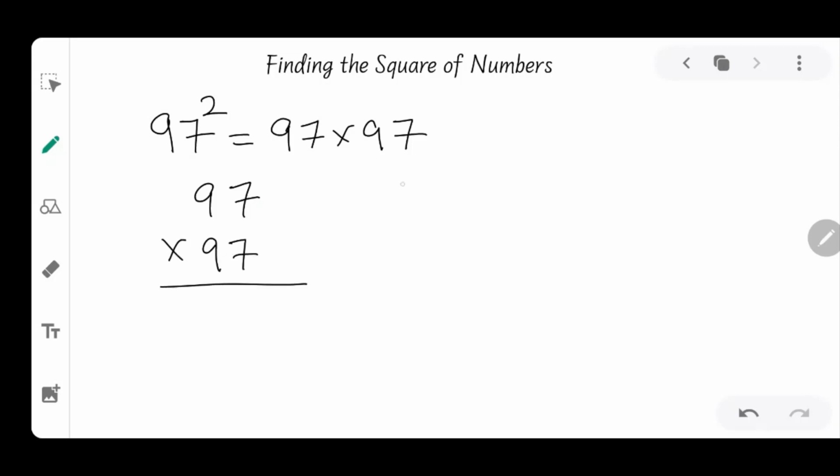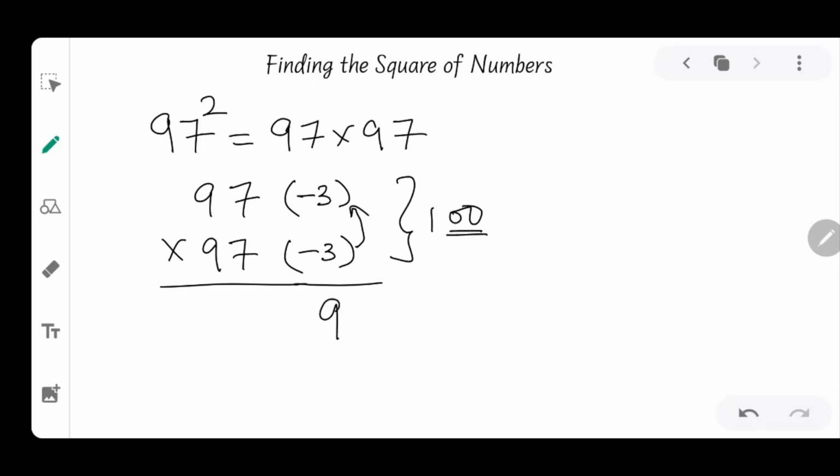We will see the base here is 100 for both the numbers. How much less? Minus 3. How much less? Minus 3. So in our old method of multiplication, which we have seen in the multiplication video, we multiply these two numbers, we get 9. Base has 2 zeros, so we will put one more 0. Then we will add these two digits. 97 minus 3 will give you 94. So this is the answer.